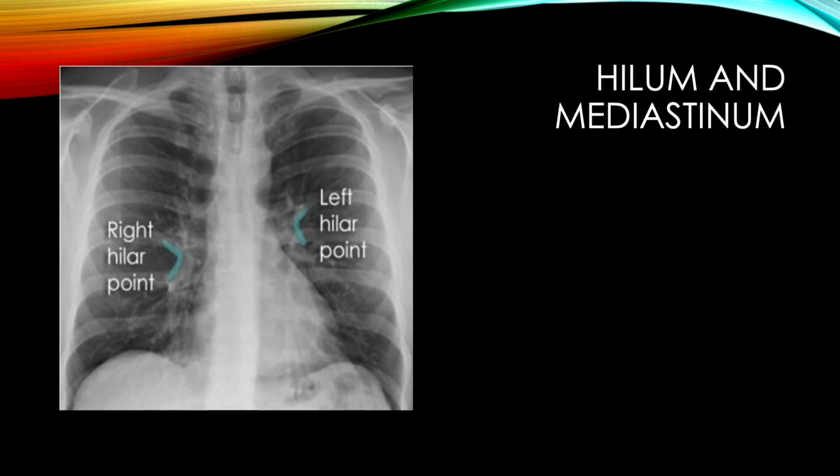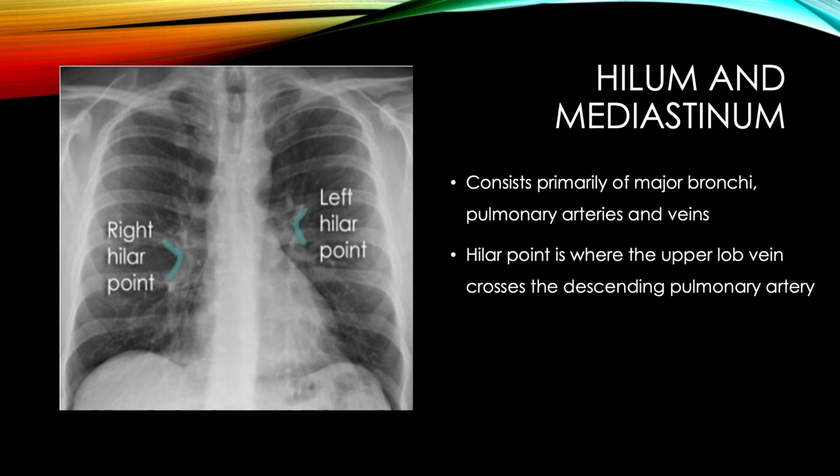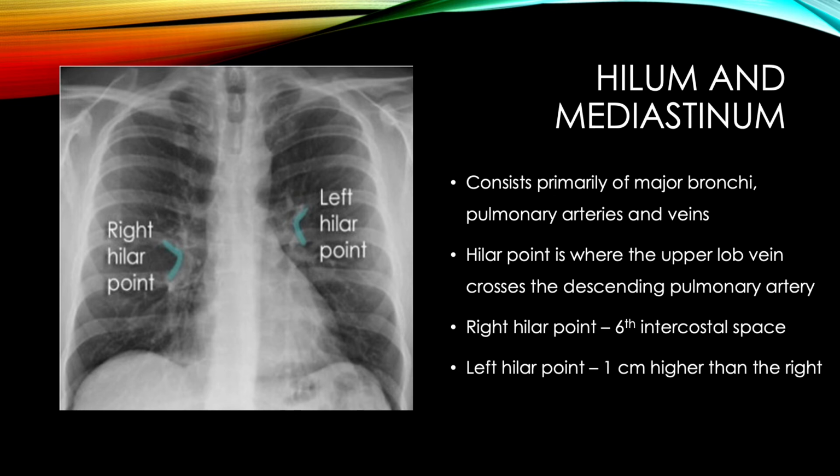Lastly, H. Hilum and mediastinum. The hilum consists primarily of major bronchi, pulmonary arteries and veins. The hilar point is where the upper lobe vein crosses the descending pulmonary artery. The right hilar point should be at the level of the lateral extent of the right 6th rib. And the left hilar point should be 1 cm higher than the right. Both hila should be similar in size and density.